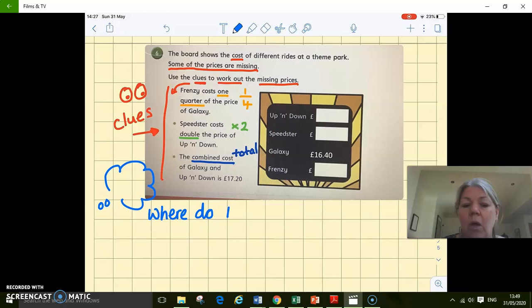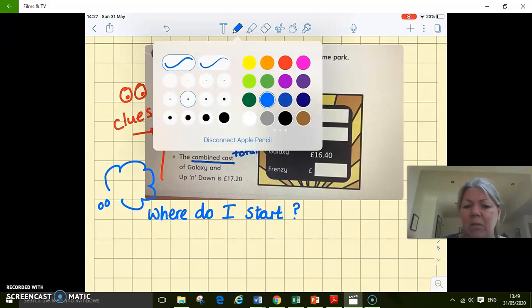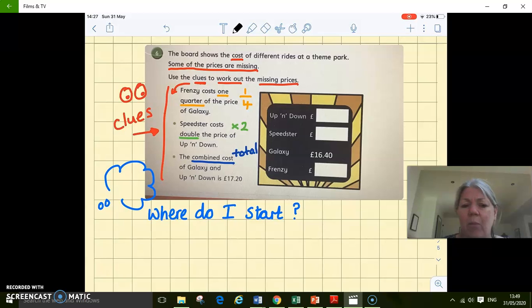I'm going to have a think, like I always do. Where do I start here? Got lots of information, but I can't do the Speedster costs double the price of the up and down because I don't know the price of the up and down. So I can't start with that problem. I'm going to start with the total because I feel confident with finding totals. And I'm going to draw myself here a little bar model. So I've got my top bar, which is where my combined cost is going to be, my total cost. And then underneath, I've got my two parts. I've got the part for the Galaxy ride and the part for the up and down ride.